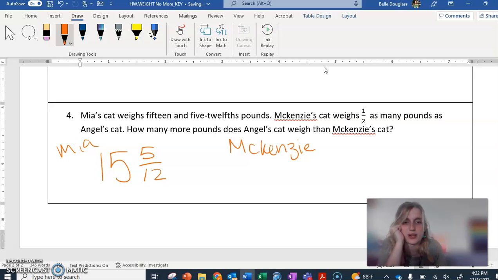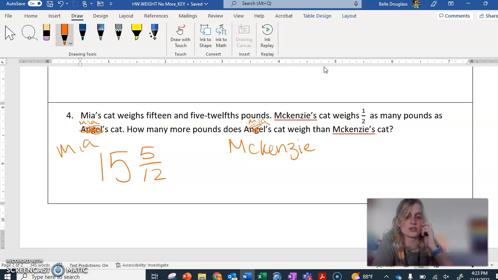Typo. This is what happens when you try and make them all the names of your students. As Mia's cat. How many more pounds does Mia's cat weigh than Mackenzie's cat? I started changing it to a student's name and then I forgot to keep going. This is what happens when you make homework while you're at home sick. You don't check it. My bad.